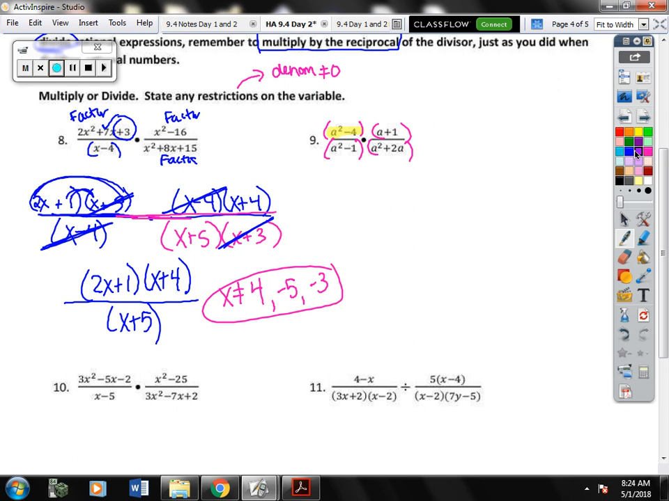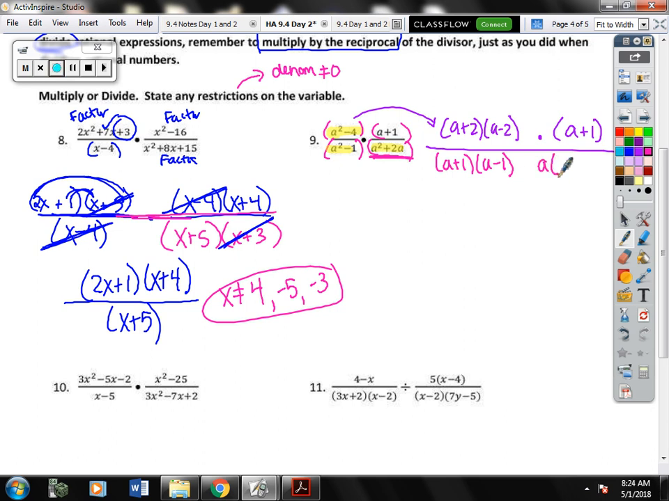So we actually are going to factor this one, and this one. So this will become a plus 2, a minus 2. In the denominator, this is another difference of squares. So this will be a plus 1, a minus 1. What can I factor out of this one? Caleb? An a. So don't forget about your GCF. You can take a times the quantity a plus 2.